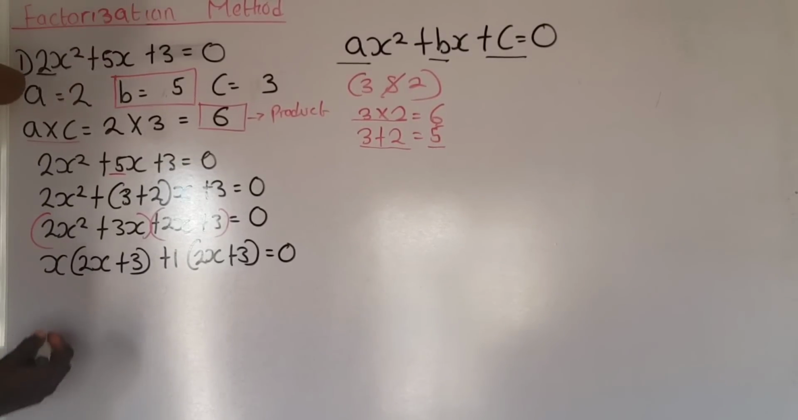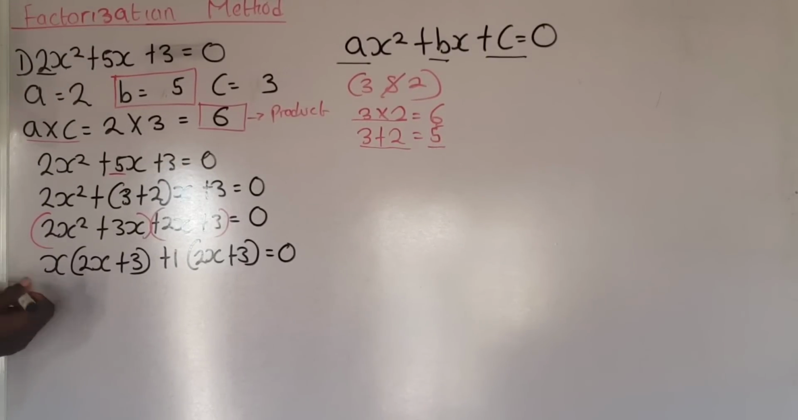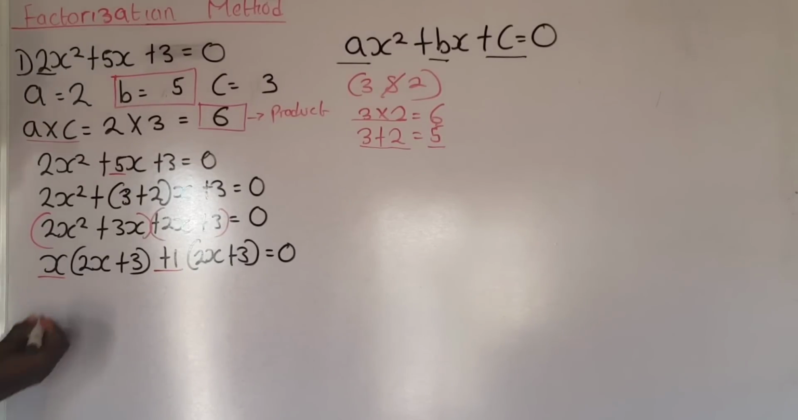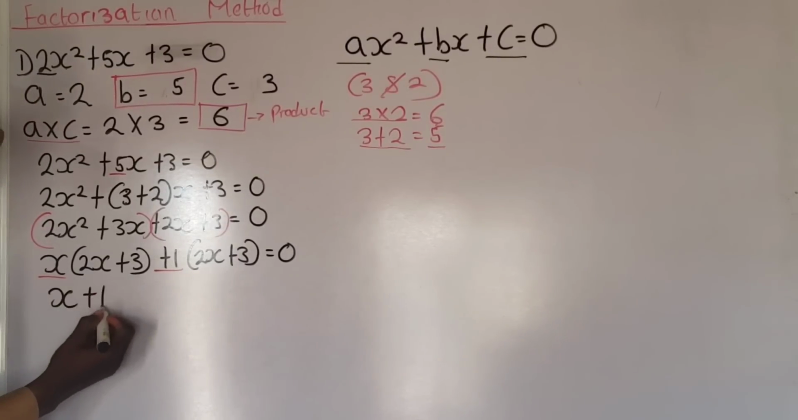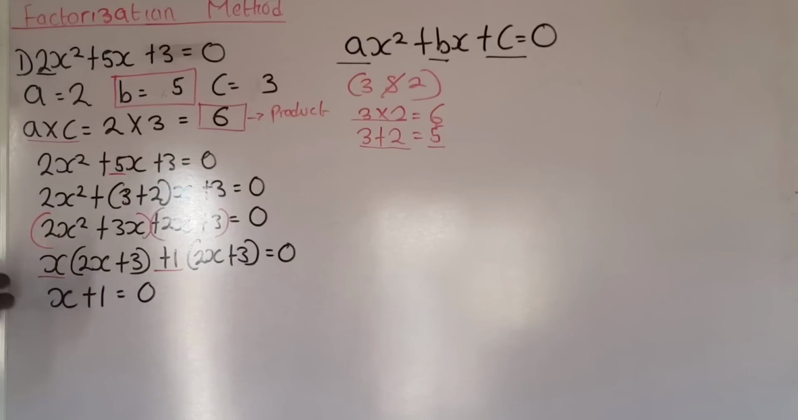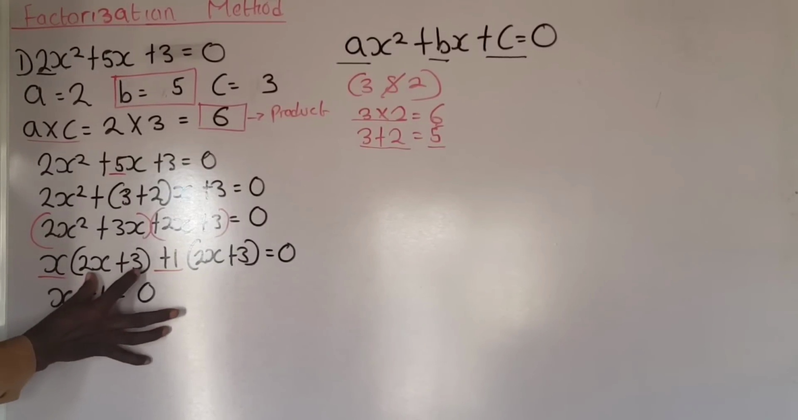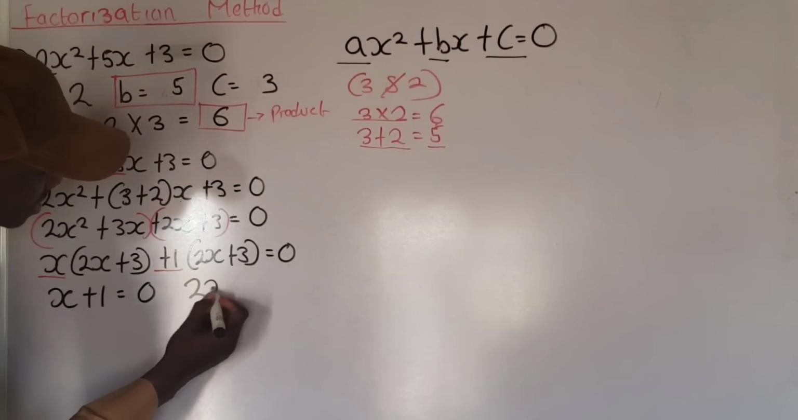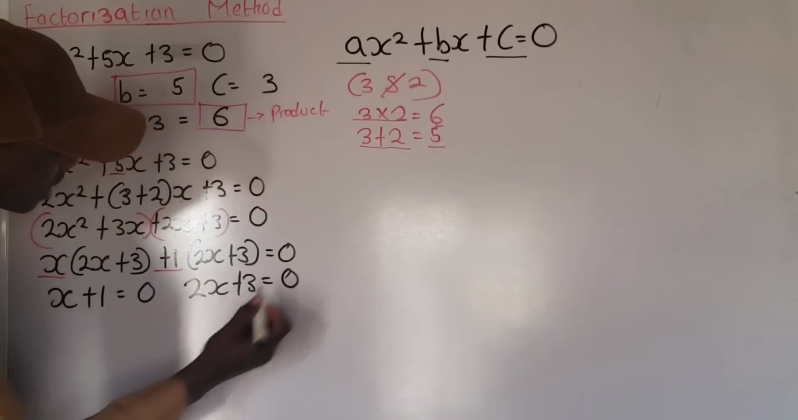Here, this x is outside the bracket, and this is also outside the bracket. So I'm going to add them together. I'm going to have x plus 1 equals to 0. Then I'm going to take one of these brackets, 2x plus 3, and set it equals to 0. You understand? Here I'm going to have 2x plus 3 equals to 0 as well.